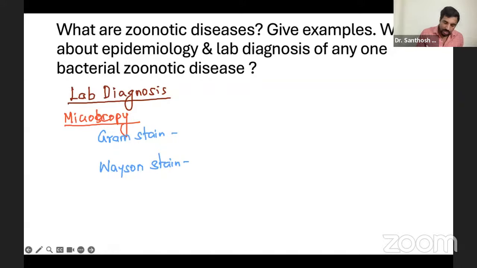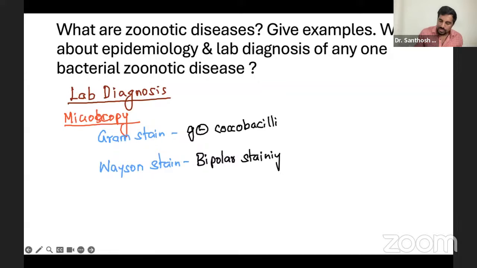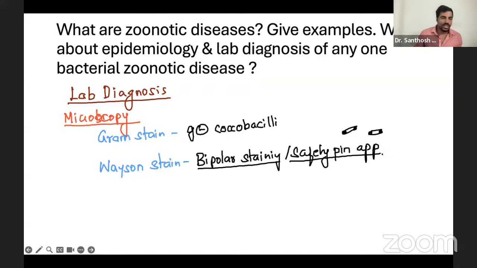In gram stain, basically what you will see is gram negative coccobacilli. Nothing much, right? But in Wayson stain, you're going to see a very important and frequently asked finding. You see bipolar staining, I'll show you the picture also, or you call it safety pin appearance. It means it looks like this, at the end you have it like this. So it is like a safety pin or bipolar; you call it bipolar staining, safety pin appearance can be seen. That's it. This is in your microscopy, right? Now microscopy is done.